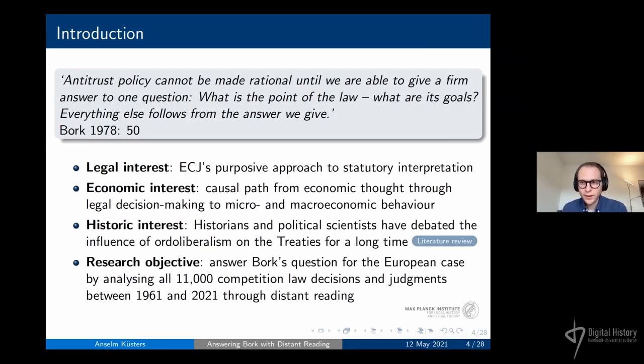So in short, I try to answer the famous question by Bork that I have also put on the slide: what is the point of the law, for the European case, by analyzing European competition law over the whole period of its application. And to do this, I analyze 11,000 competition law decisions and judgments.